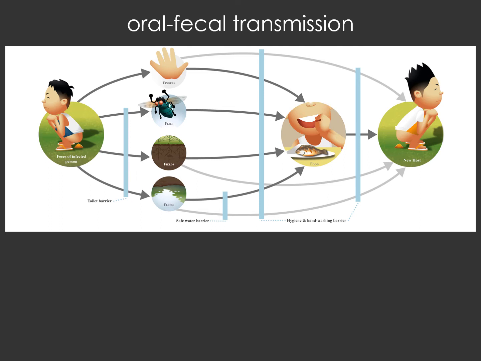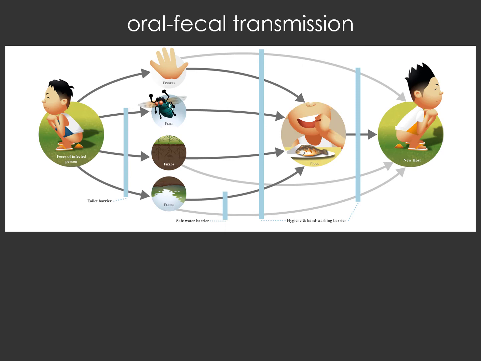So that might be something that's on the hands of that person and then gets transmitted to their own mouths via auto-infection. It might be that that person's hands are contaminated and they touch a fomite, an inanimate object, which then touches your food like that plate. It can be that vectors like flies or other arthropods will land on the fecal material and transmit that to you. It can be transmitted through the soil.